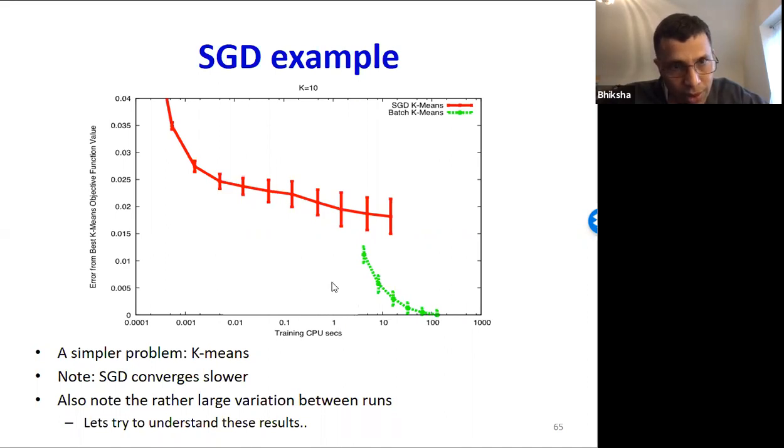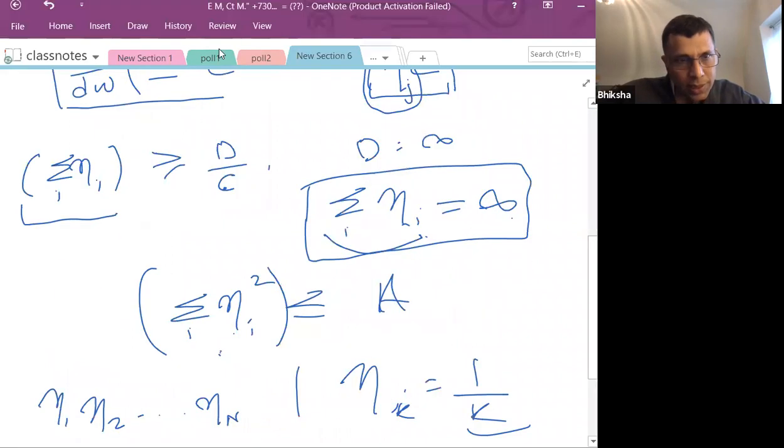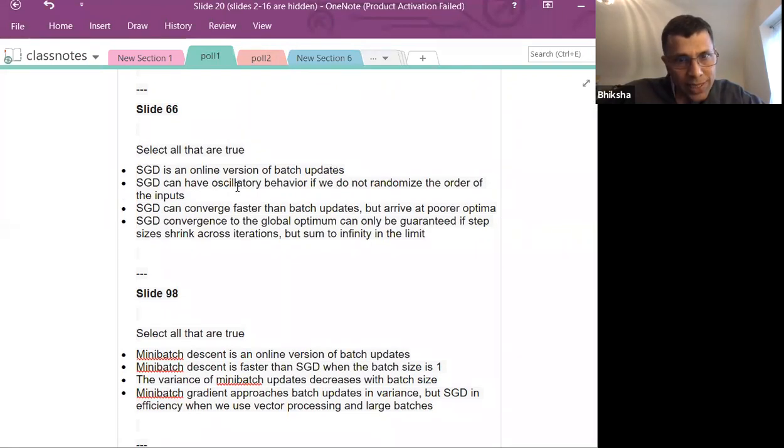That is good. But the actual final loss that you got with SGD was terrible, as opposed to batch updates, which were really good. Also, if you look at the variation across runs, it is tremendous for SGD, but really very small for batch updates. Let's try to understand these results. Here's a poll. For those of you who cannot see this, this is poll number 3, slide 66.